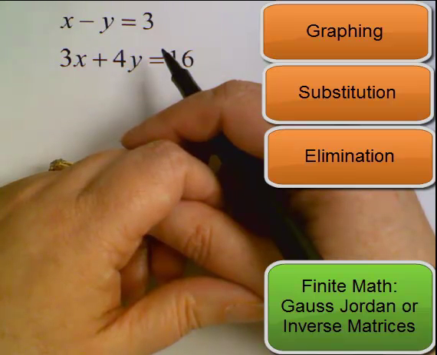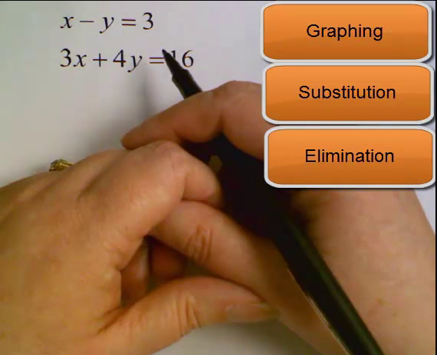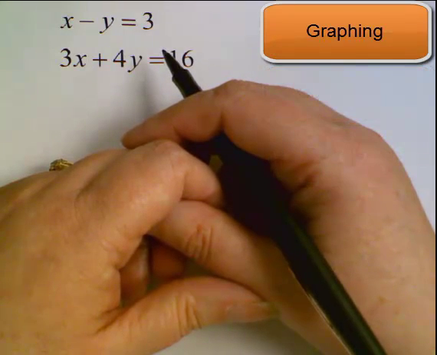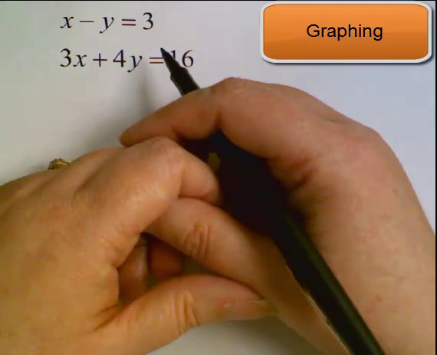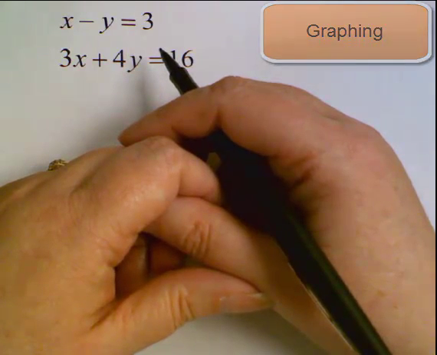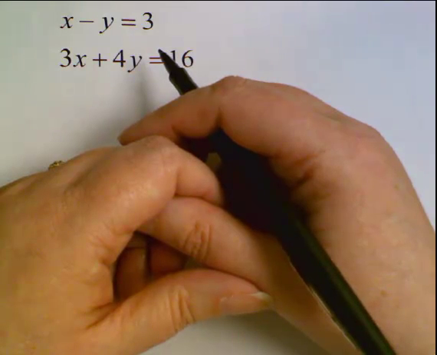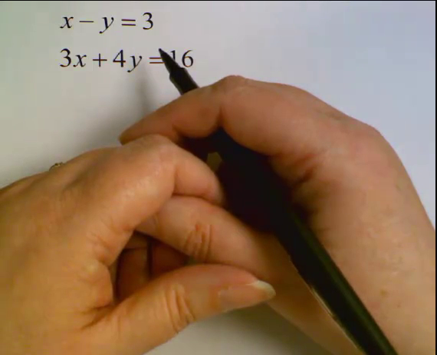But we're going to stick to the three basic techniques, and of those, on this system, we're going to choose graphing. Now, why would I choose graphing? Graphing is the basic first technique and really illustrates what's going on with a system of equations in two variables. Graphing is our easiest way if the equations solve easily for y. And in this case, they do.